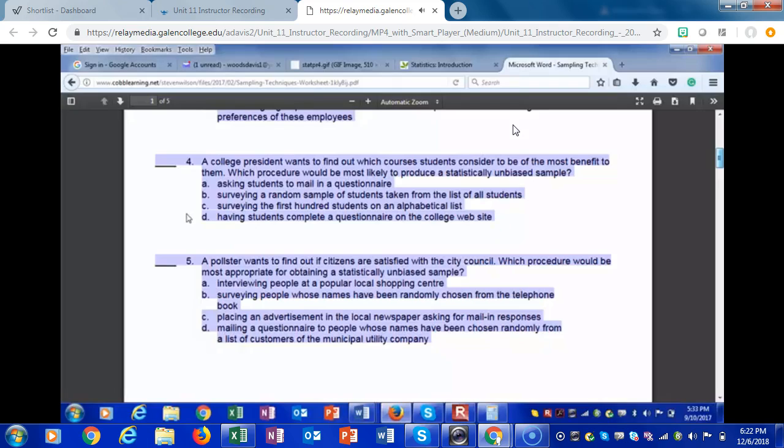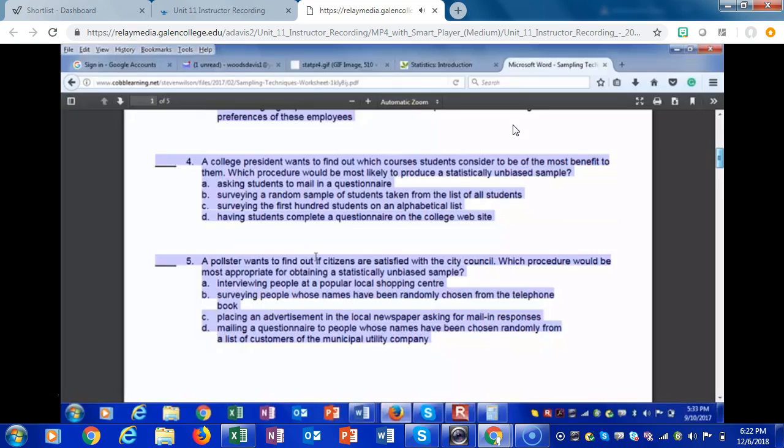The answer for that, if he wants to know which would be most beneficial, it should be B, surveying a random sample of students taken from the list of all students. Okay, and lastly, number 5. A pollster wants to find out if citizens are satisfied with the city council. Which procedure would be most appropriate for obtaining a statistically unbiased sample?